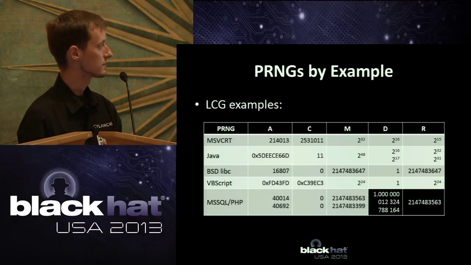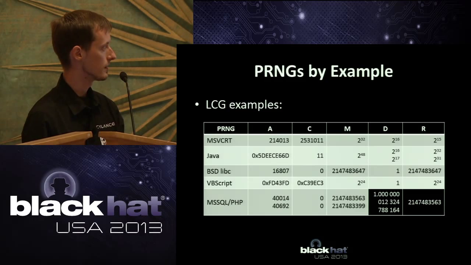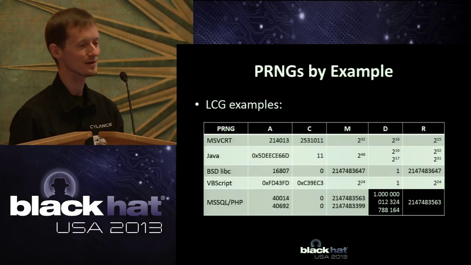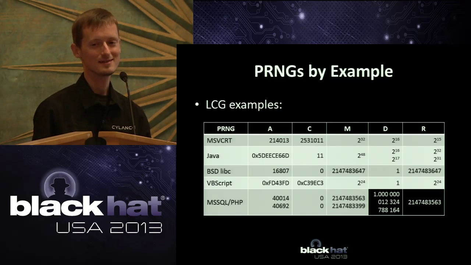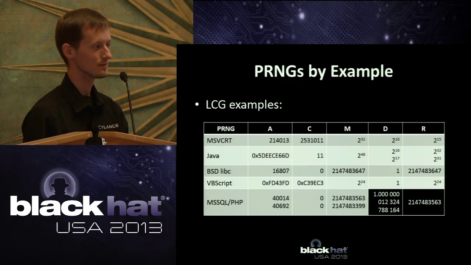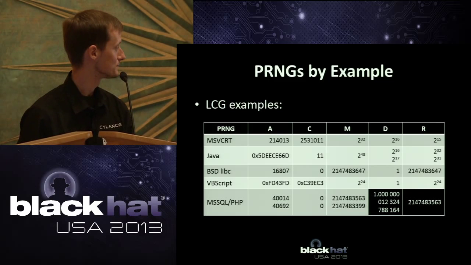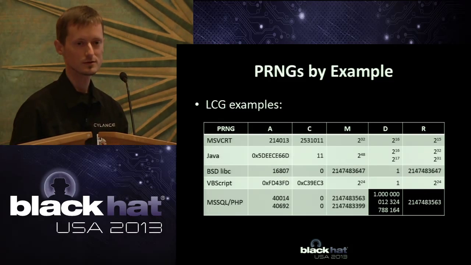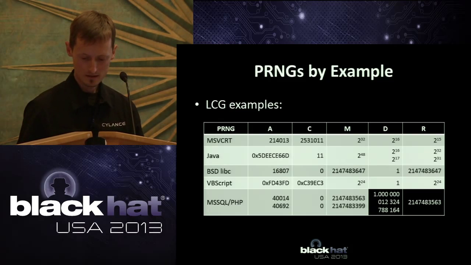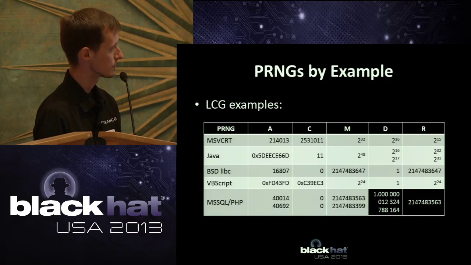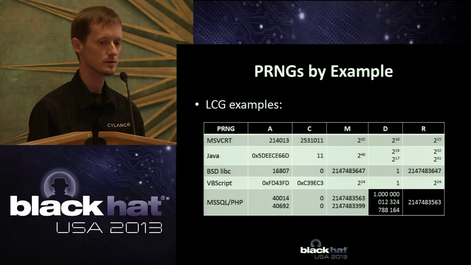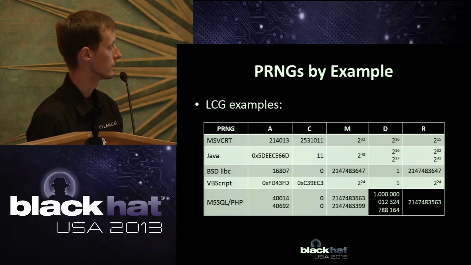BSD libc, it's got this add-in of 0. It's kind of interesting, and then a prime modulus. VBScript is, it's a joke. They have a 24-bit internal state. I mean, you could brute force that even without any attacks, but we have attacks anyways. And VBScript is, of course, also used in ASP and stuff. And then finally, we got the Microsoft SQL Server PRNG, which is also used by PHP, but only, I think, in their session ID generation. See Camcar's work for that. We reference it in the white paper.